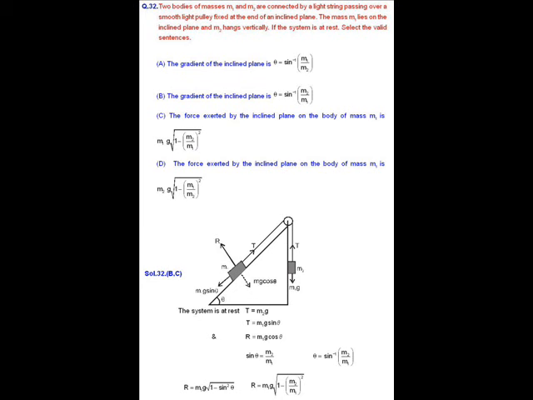Option B is correct. And again, the equation of motion on m1 perpendicular to the direction of the inclined plane: R minus mg cos theta equals 0. So R equals mg cos theta. Again we know that sin theta equals m2 upon m1. That implies R will be m1g cos theta. That implies m1g square root of 1 minus sin square theta. By putting the value of sin theta, R equals m1g square root of 1 minus (m2 by m1) whole square. Option C is correct.